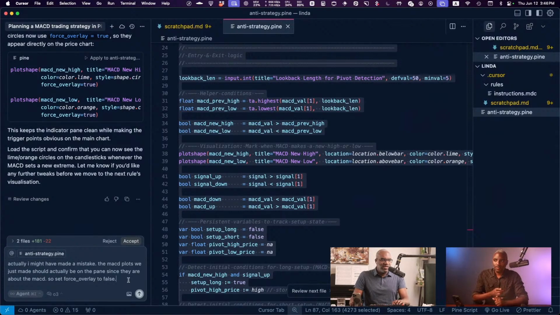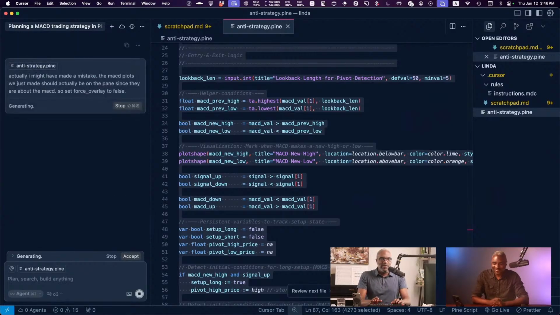Actually, I might have made a mistake. The MACD plots we just made should actually be on the pane since they are about the MACD. So set force overlay to false. There, I did it. Did it work the way you wanted it to?